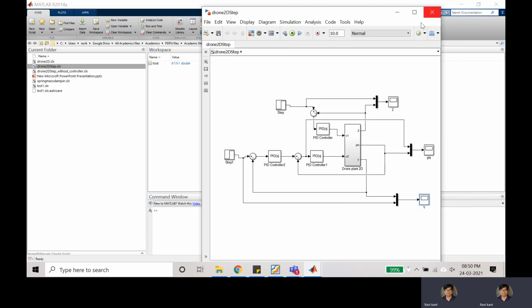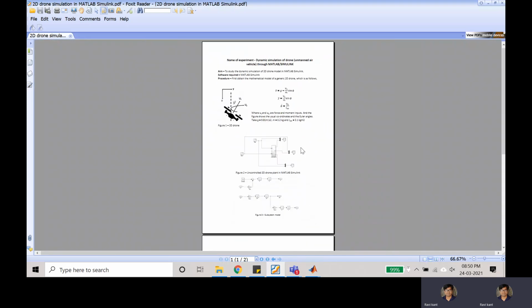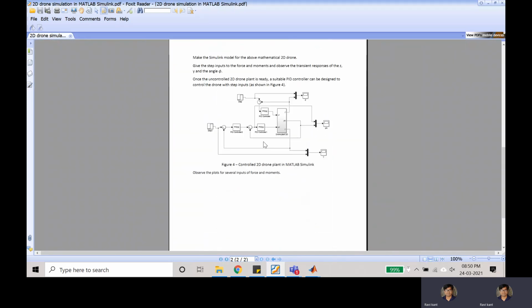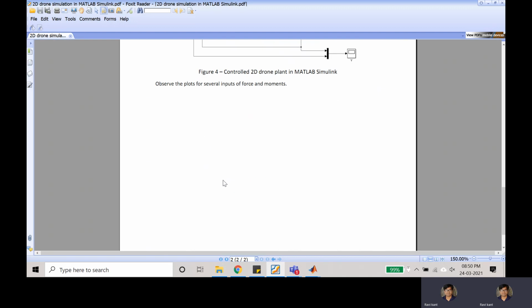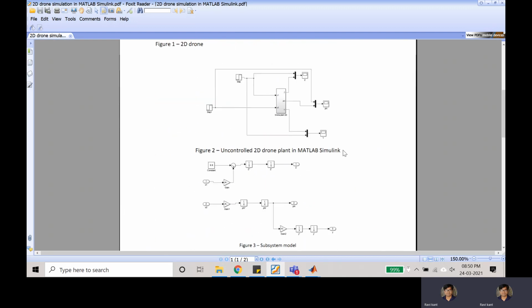So yes, that's it from my side. And we have already shared the manual with you. And you can write out with other inputs and forces and moments. Okay, thank you.